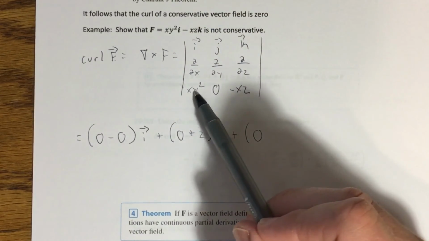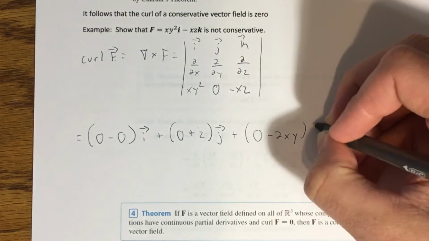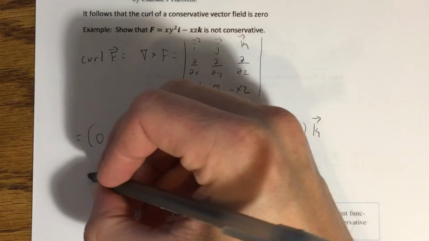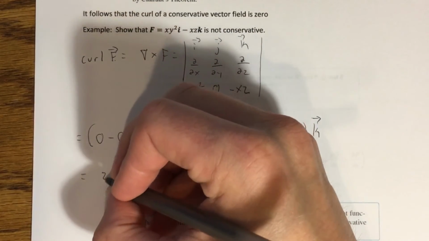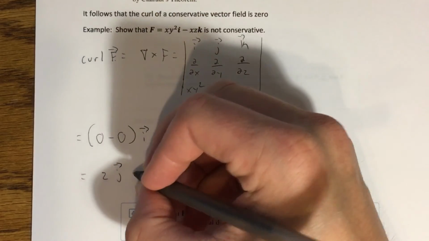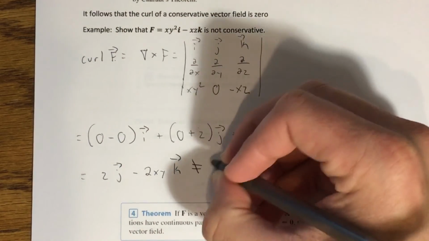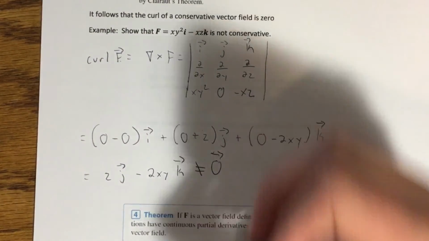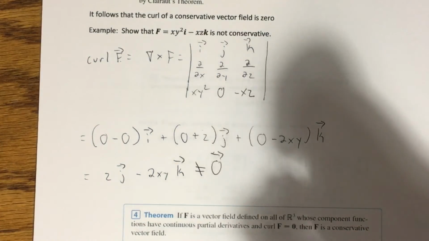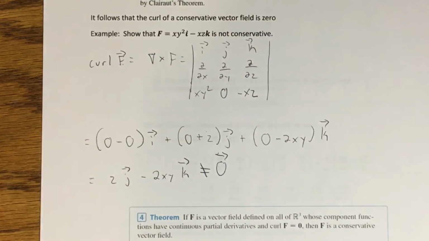Partial derivative of this with respect to y is minus 2xy, and that's my k component. So I end up with this vector field, zj minus 2xyk. This is not the 0 vector. It's not the zero vector field. So that means that this function could not have been conservative. If it were, I would have gotten the 0 here, and I'm not getting that. Interesting criteria for showing that something is not conservative.